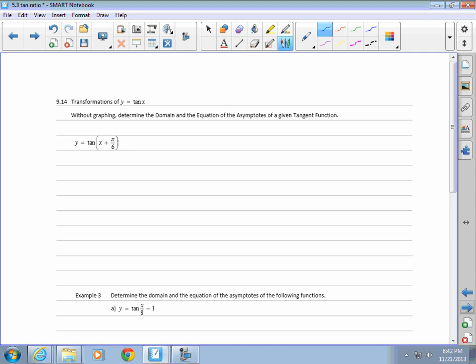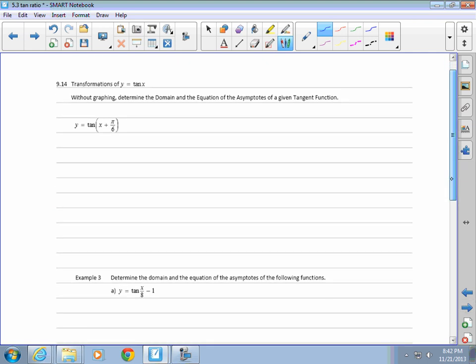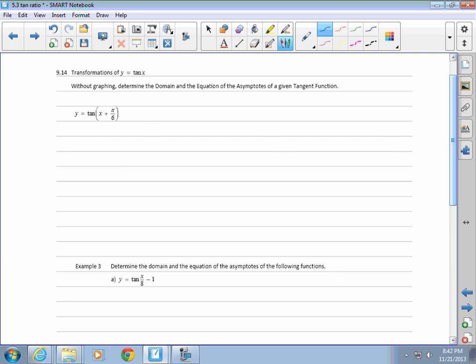Okay, the next part asks you to find the domain, range, and the equation of the asymptotes without graphing this. So I'm going to do the exact same steps as I did in the others after I graphed them. So we always take a look at, okay, what was x replaced with to find our domain? So for our domain, I do x plus pi over 6 is not equal to pi over 2 times 2n plus 1.